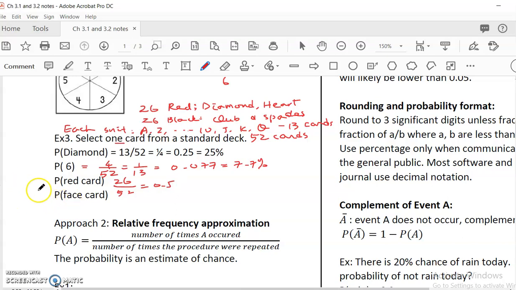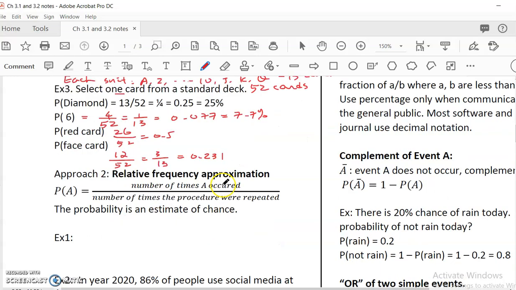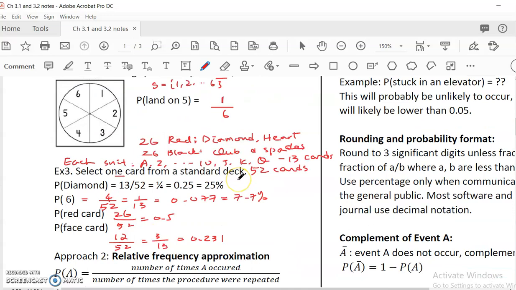What is the probability of picking a face card? I have 3 face cards in diamond, 3 in heart, 3 in club, and 3 face cards in spade. So 3 times 4 is 12, right? That's my favorable outcome, and I can pick one from every 52. If I want to simplify it, it is 3 out of 13. Decimal is 0.231. Okay, so that's how you do cards.